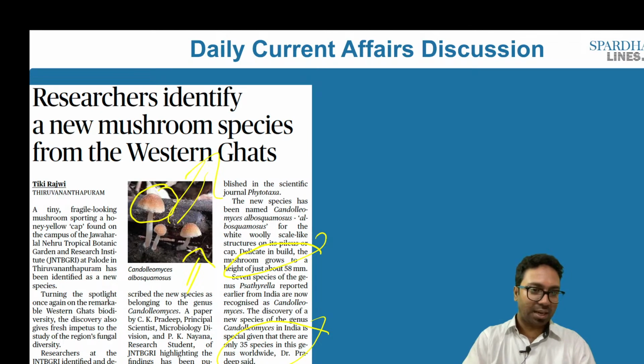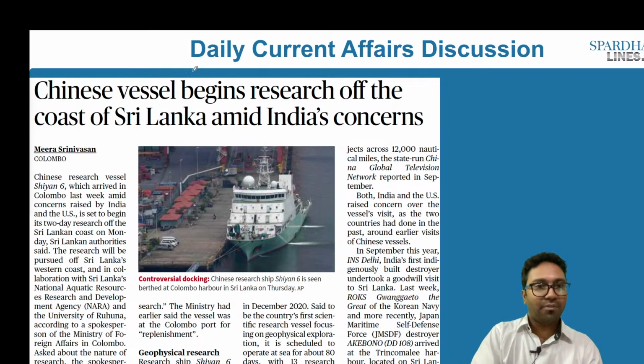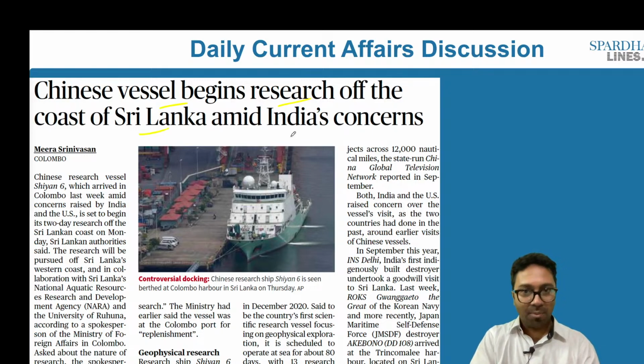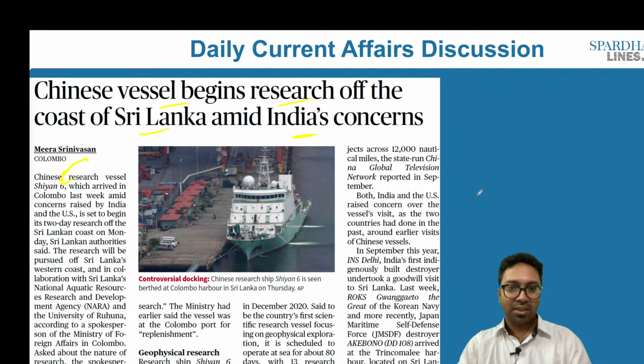Now let's look into the next article. This article is important from your examination GS paper 2, international relations. So what we have is a Chinese vessel which begins research off the coast of Sri Lanka amid India's concerns. This Chinese research vessel happens to be Xi'an 6. So what is this vessel? This vessel will visit the western ports of Sri Lanka, and ultimately it will start conducting survey activity in and around it. So this happens to be India. So this happens to be Sri Lanka.